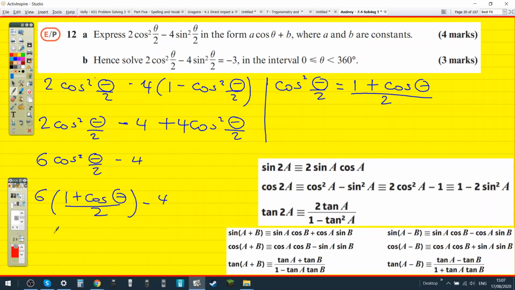Do I need to expand the brackets here? That'll be 3 cos theta minus 4? And timed by the 1 as well. Yeah, sorry, 3. So 3 plus 3 cos theta minus 4. And will the final answer come out to be like 3 cos theta minus 1? Looks good. 3 cos theta minus 1.